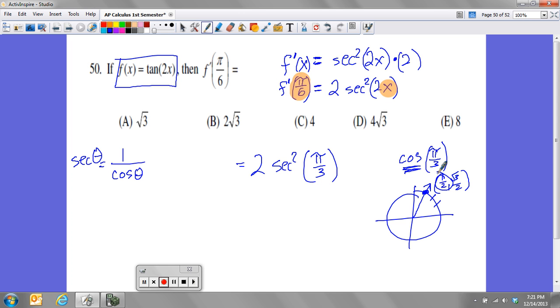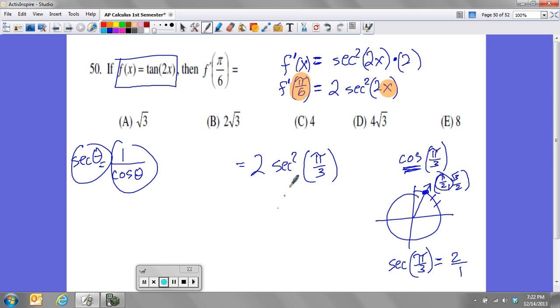So if the cosine of pi over 3 is 1/2, well then the secant of pi over 3 is the inverse of that 1/2, which is 2 over 1. It's the flip, because here shows you that it's the flip. Okay, so now that we've found the secant of pi over 3, we're just going to take 2 over 1 and we're going to square it.